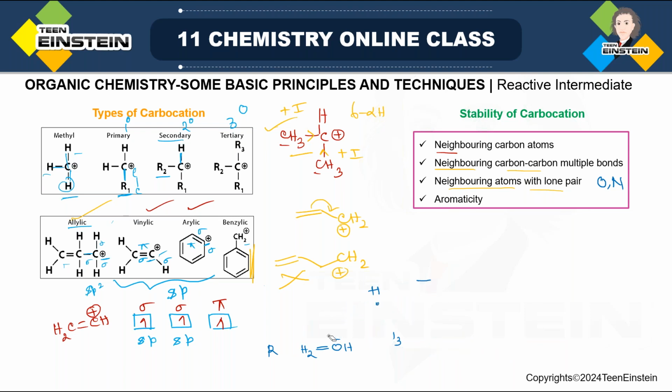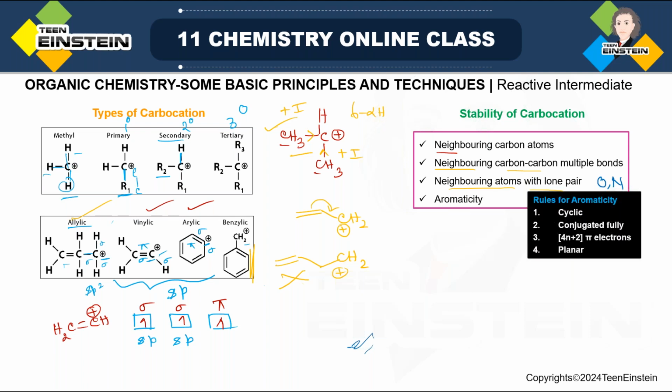Now only one point is left, which is aromaticity. Sometimes the positive charge, that is the carbocation, is part of a species that is aromatic. Now how to decide aromatic? For that you have to consider these 4 points.